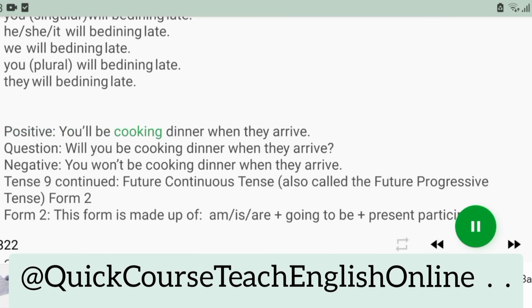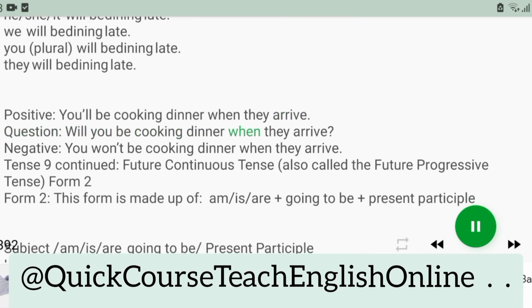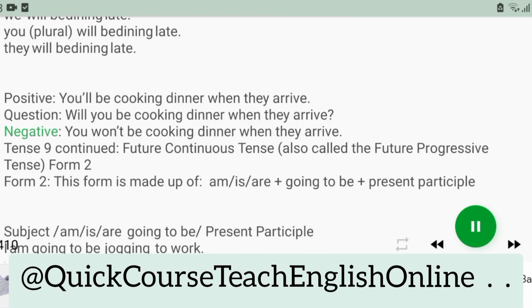Positive. You'll be cooking dinner when they arrive. Question. Will you be cooking dinner when they arrive? Negative. You won't be cooking dinner when they arrive.